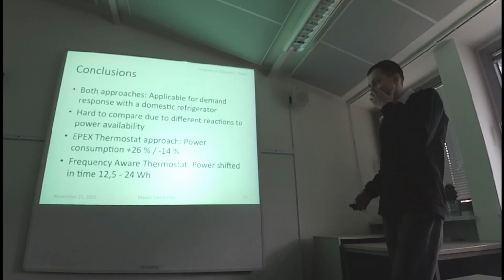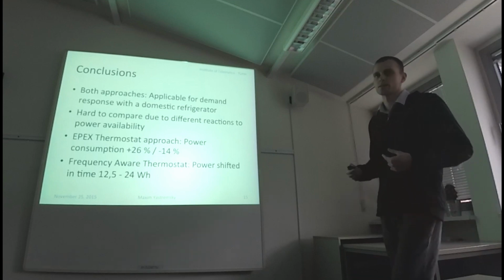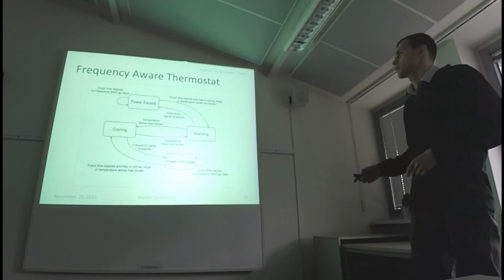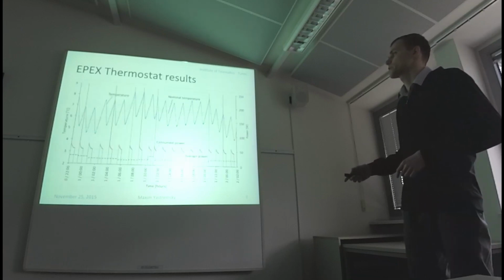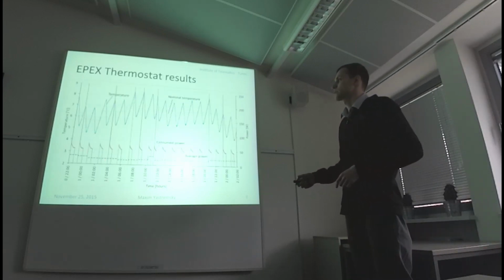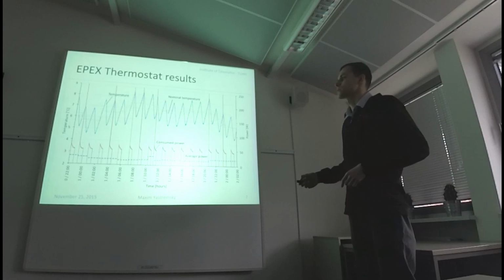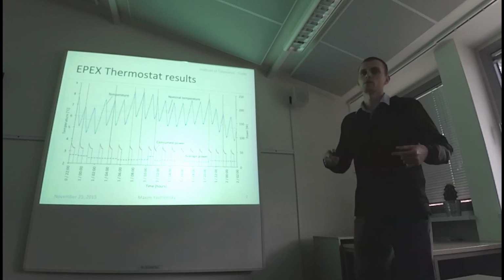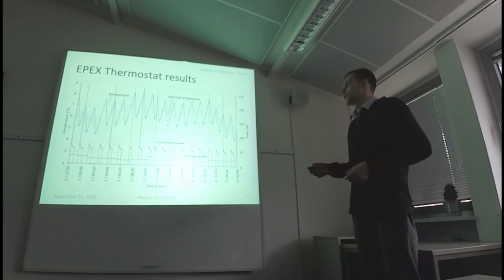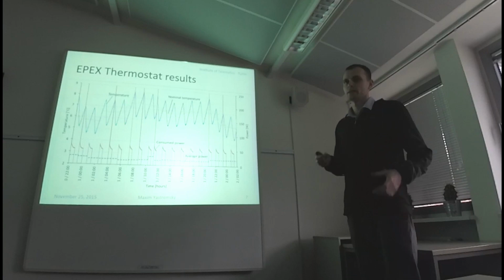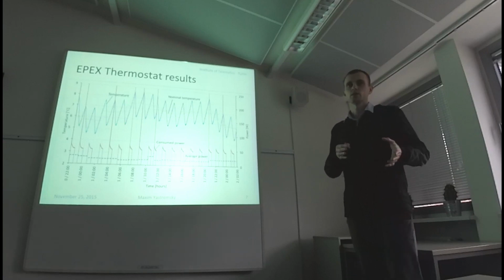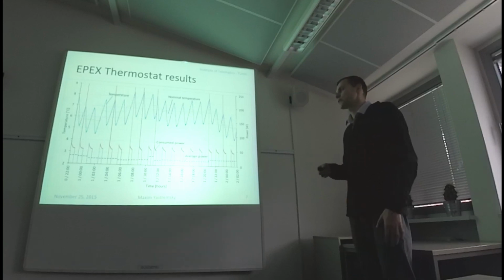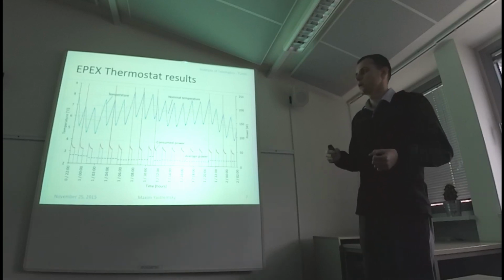That's actually related to their reactions to the power availability. For example, if I go back to the Apex thermostat, as you can see, the on-off cycles are mostly close to the normal behavior of the fridge, except that they are starting to be more frequent and less frequent. So that can be characterized as the ability to increase or decrease power consumption.